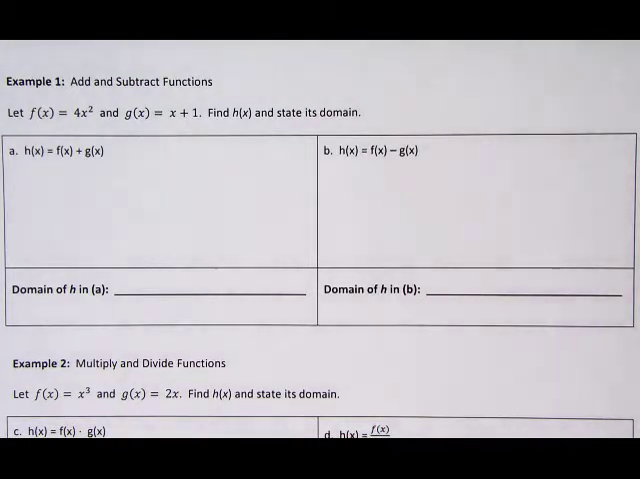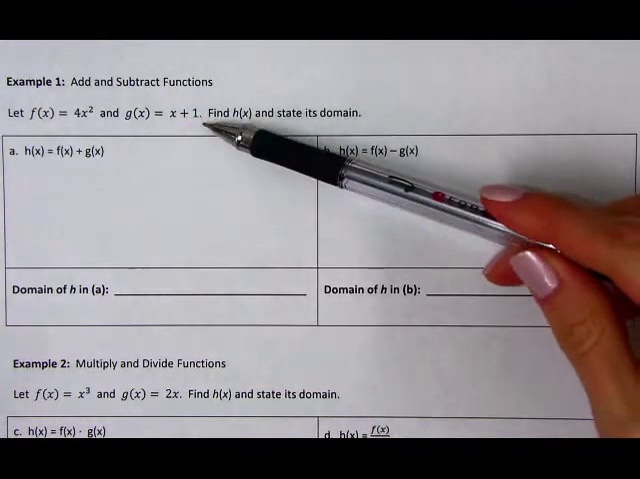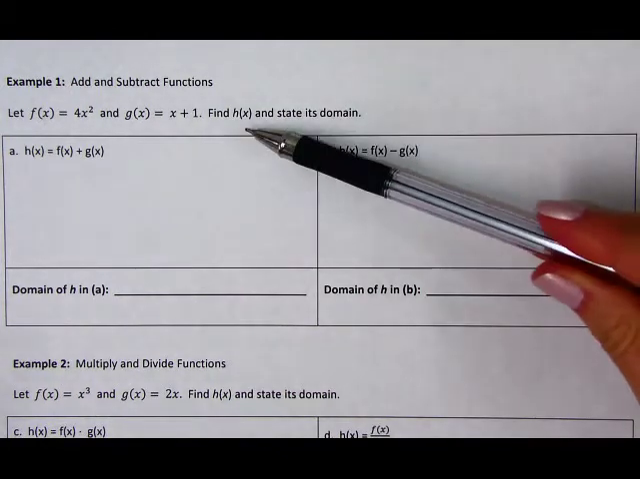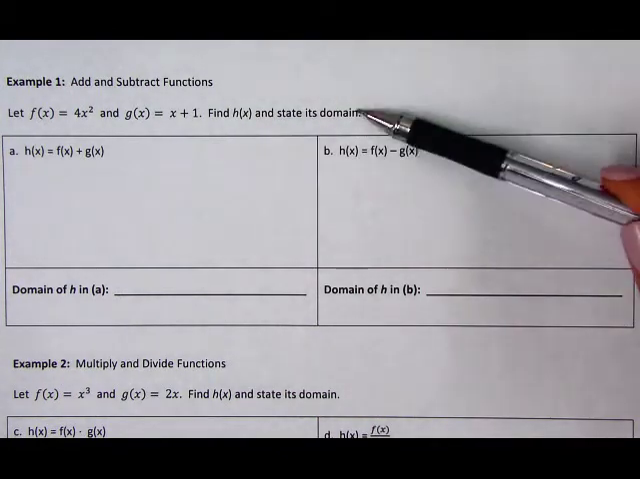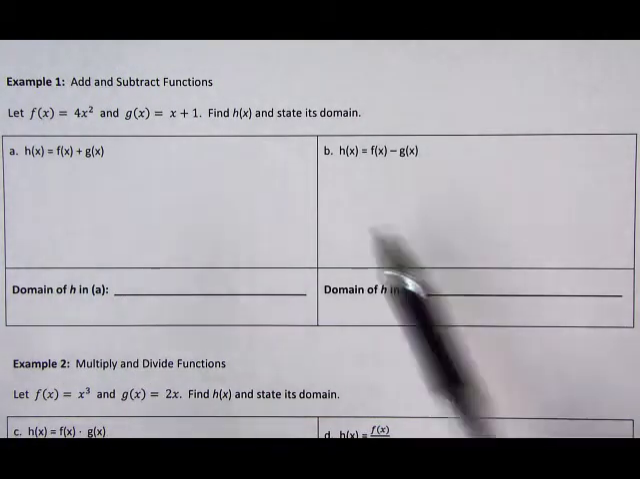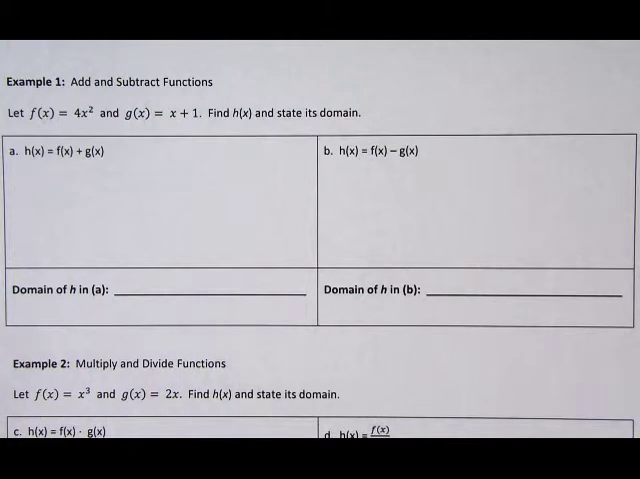So in example 1, they're letting us know that f of x, which is our first function, is equal to 4x squared, and g of x, is our second function, is equal to x plus 1. They want us to find our new function, h of x, and state its domain for both a and b. In a, they're asking us to add them, and b, if you notice, they're asking us to subtract the two.